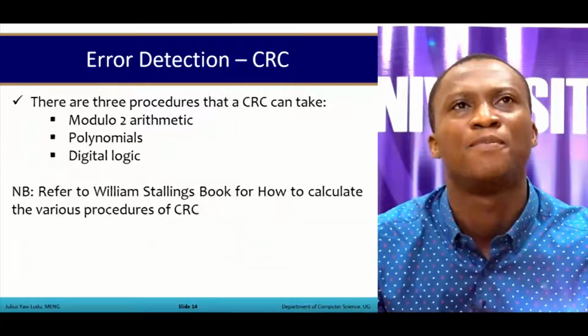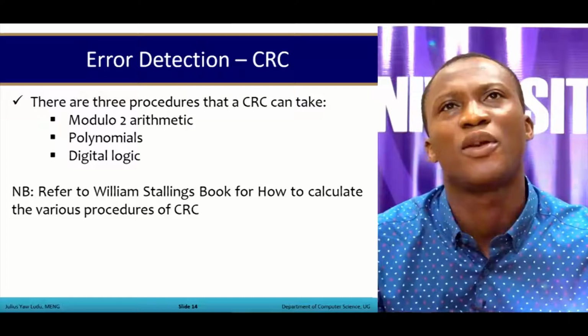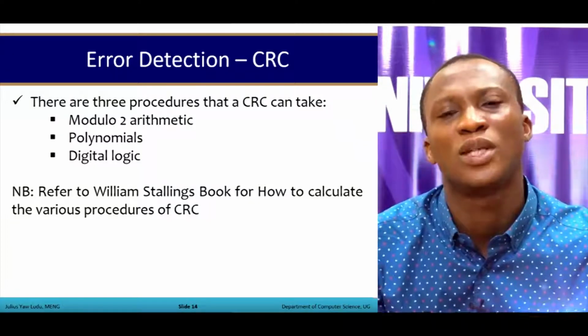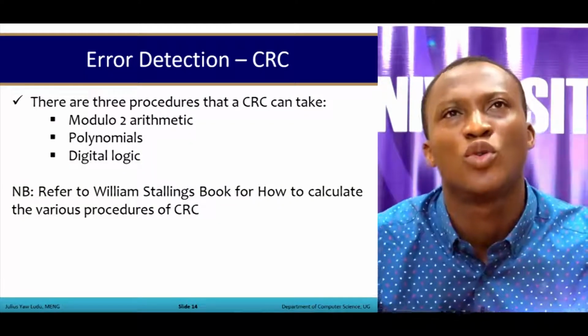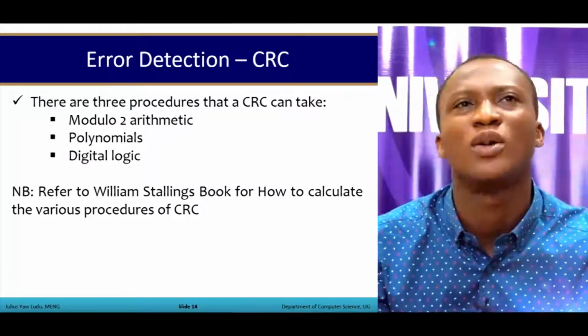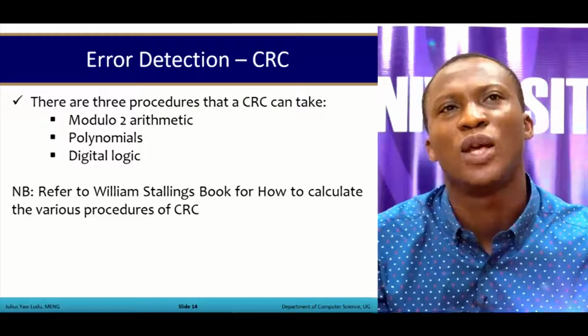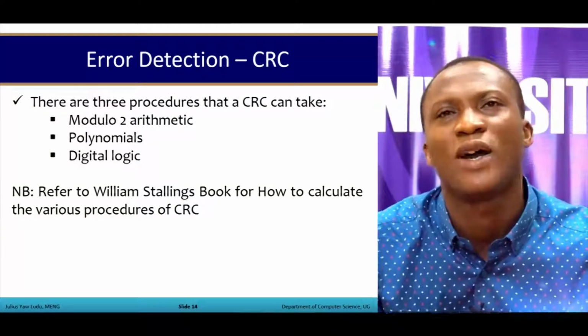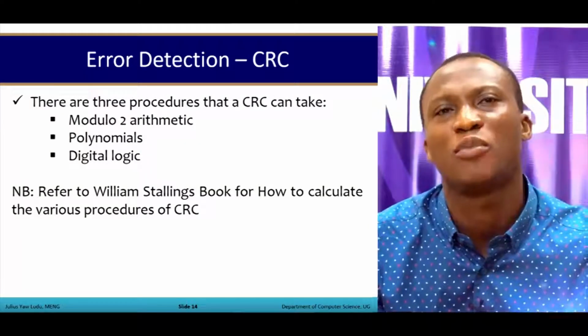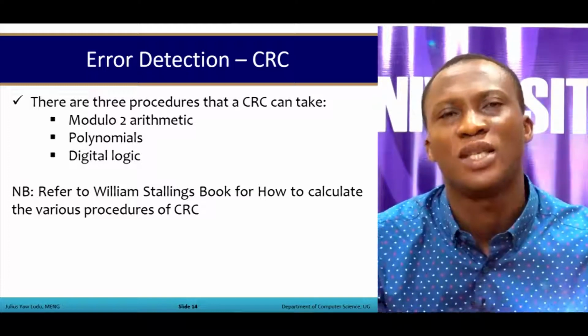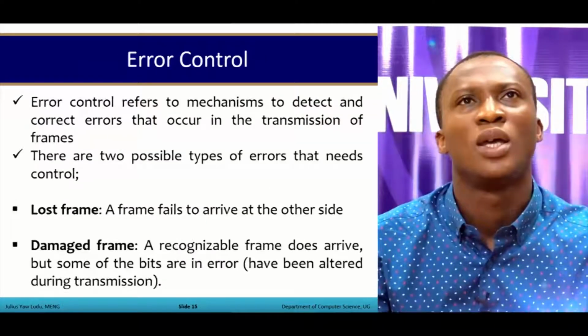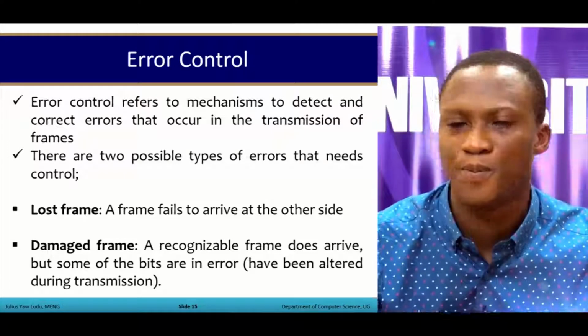predetermined number. Now, there are three procedures with regards to CRC. We have modulus 2 arithmetic, we have polynomials, and we have digital logic. You need to refer to William Stallings' book to find out how to calculate the various procedures of the CRC. Now, I want to look at error control.